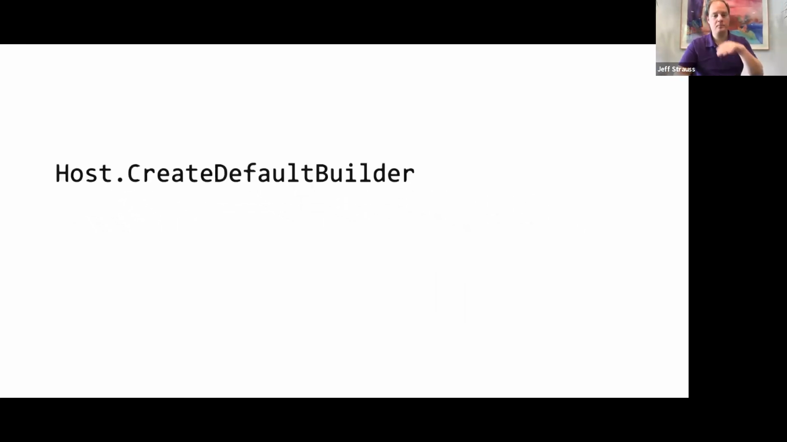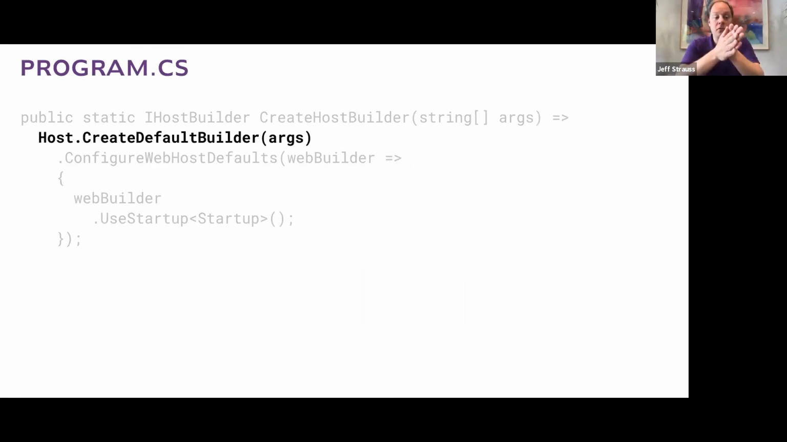Now, all that being said, there's a couple tricks here. First off, you don't have to use that at all. If you don't want to use the create default builder, all that's doing is returning an iHost builder. Well, I can make my own. So if you don't like some of the stuff that comes in the default, you don't have to use that.